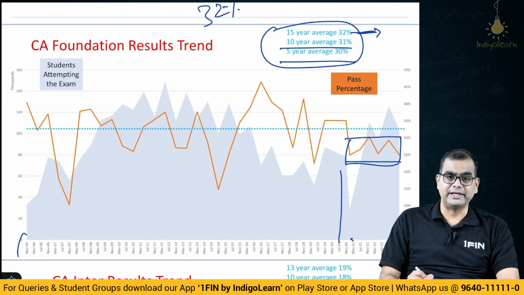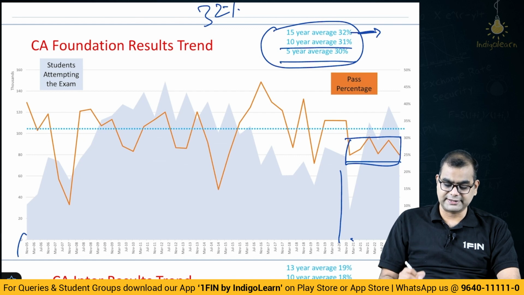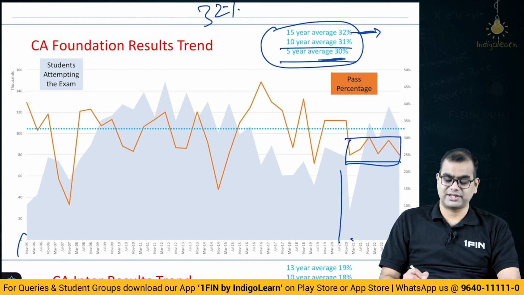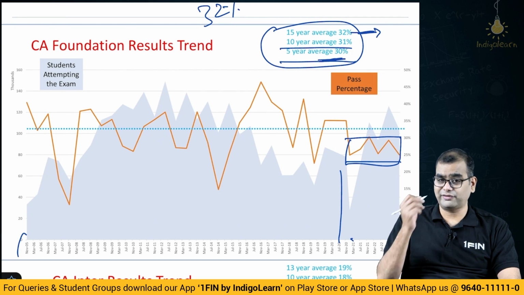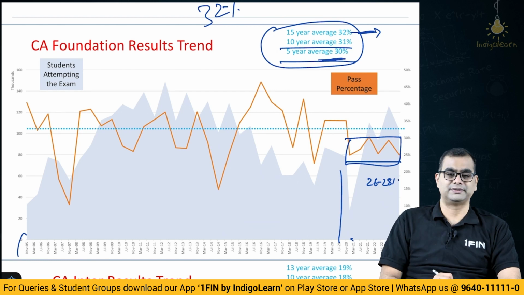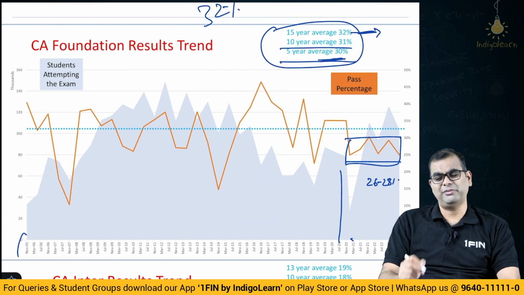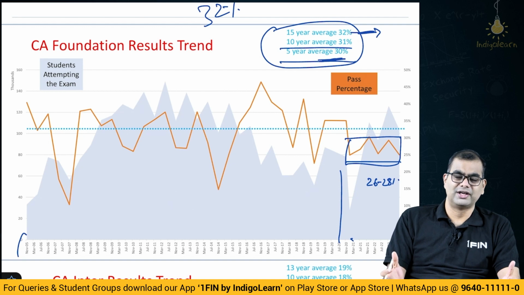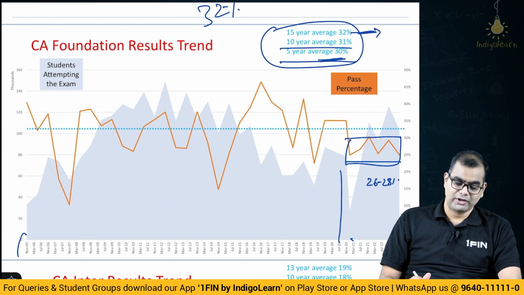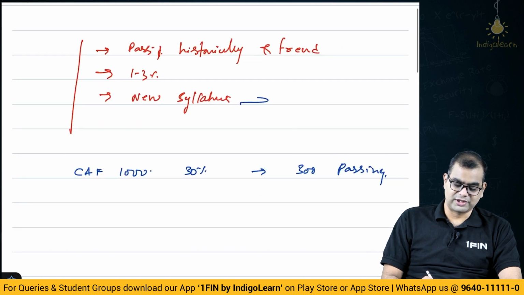So, in my estimate, my guess, this 5-year average is at 30 now. I think if you look at it after 5 years, the 5-year average will be between 26 to 28%. It will fall down by 2-3%. Why am I making this bold, outrageous, forward-looking, futuristic statement? You see, there is this reason of the new syllabus.